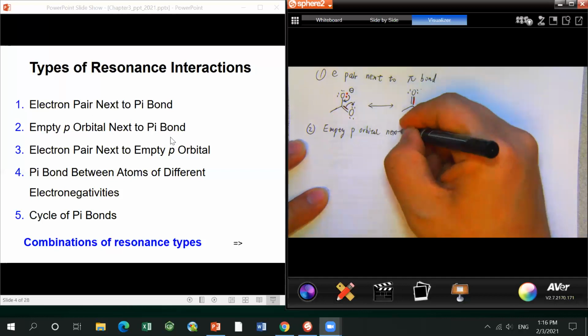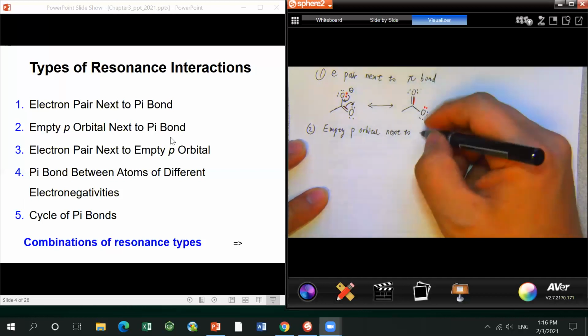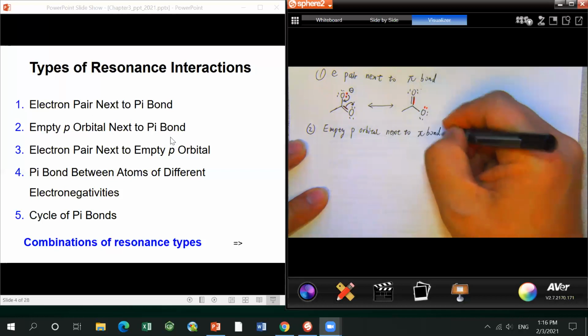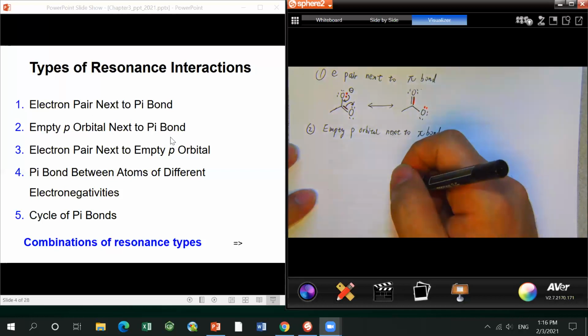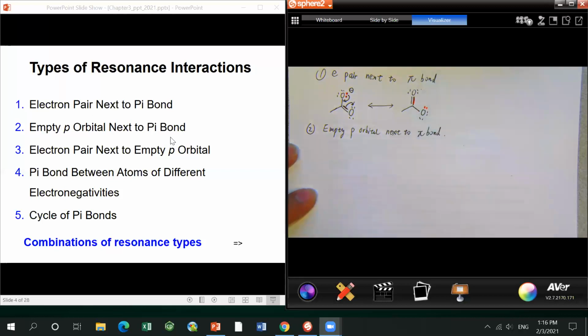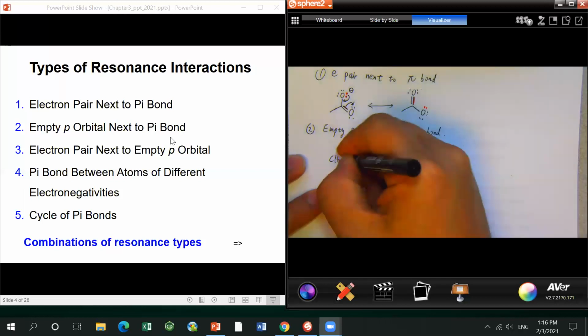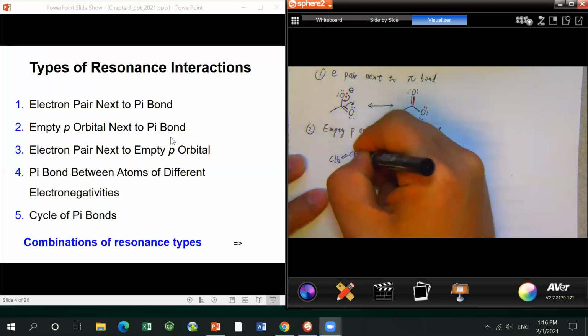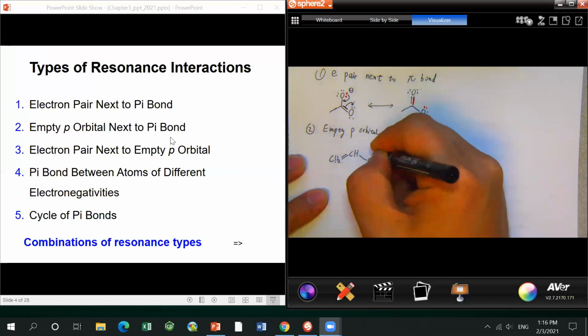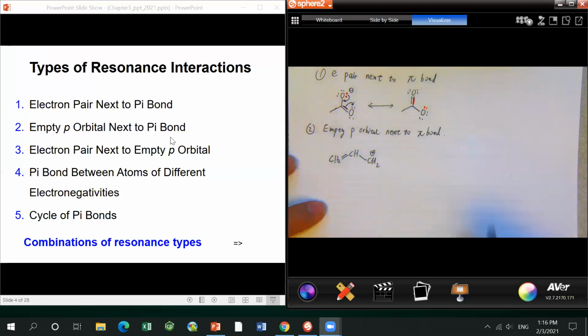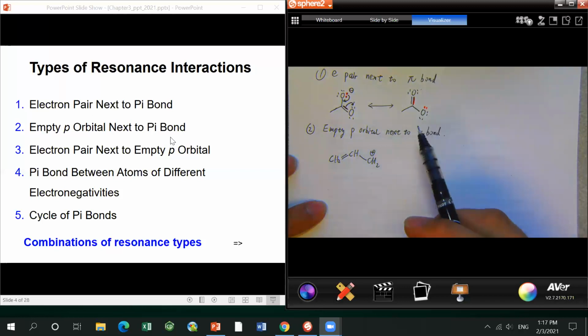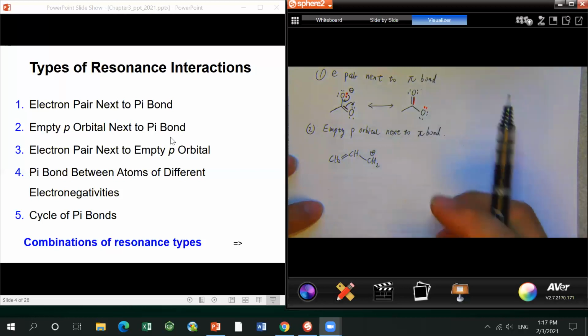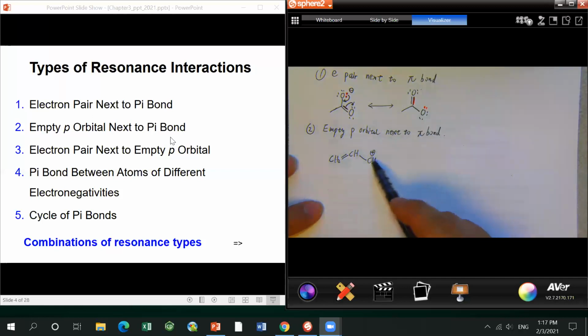Next to means these two are still connected by a single bond. Let me give you one example. We still use the same structure here, CH2. An empty p orbital normally happens when some atom has a positive charge, or, the right definition, some atom has less than eight electrons. So it's not a full octet, and it has an empty orbital, like this carbon.